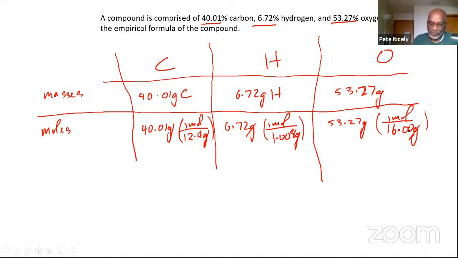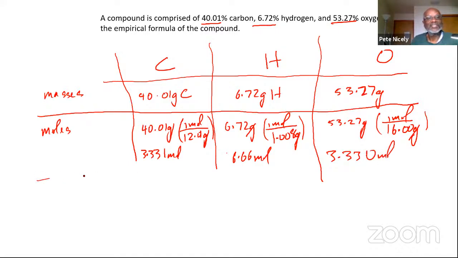So let me do the calculation for carbon. It's going to be 40.01 divided by 12.01. According to my calculations, rounded off to 4 sig figs, this would be equal to 3.331 moles. I'm going to do the same thing for hydrogen, 6.72 divided by 1.008. According to my calculations, rounded off to 3 sig figs, this will be 6.66 moles. And in the case of oxygen, I'm going to divide 53.27 by 16. According to my calculation, this works out to 4 sig figs, so this would be 3.330 moles, all right? So what we have calculated up to this point would be the moles of each element present in 100 grams of this compound.